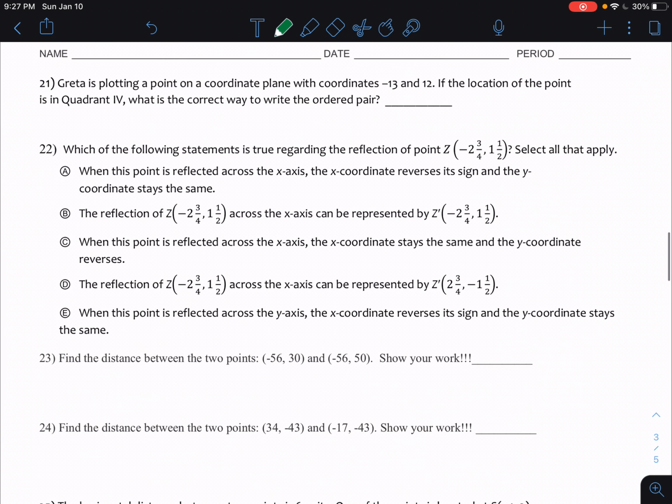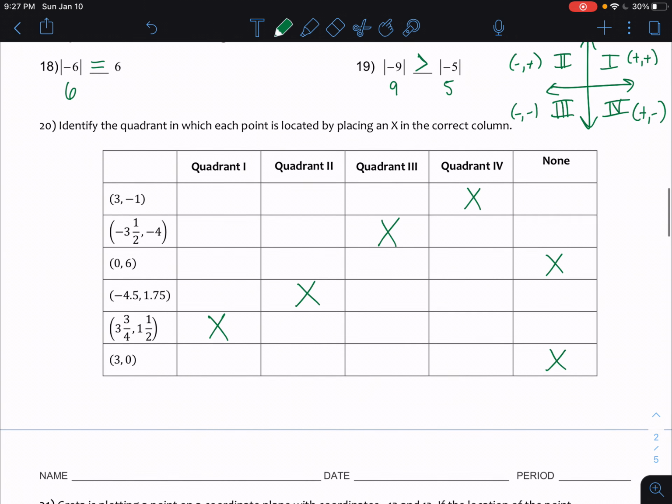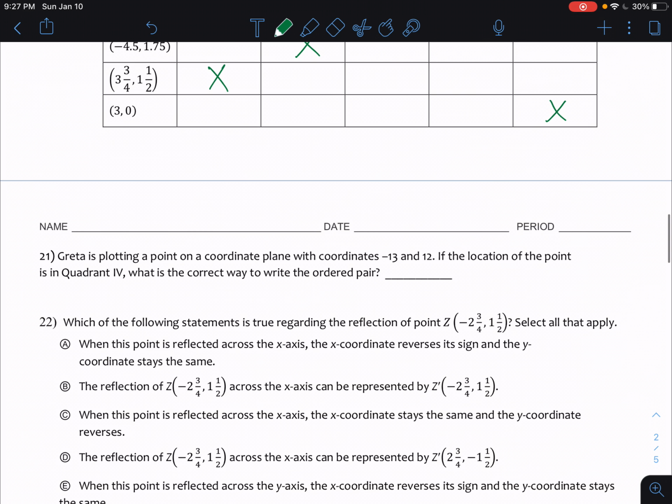Number 21 says Greta is plotting a point on the coordinate plane with the coordinates -13 and 12. If the location of the point is in quadrant 4, remember back up here, quadrant 4 is positive, negative. That means that it has to be 12, -13. Because I want the positive to come first, the negative to come second.